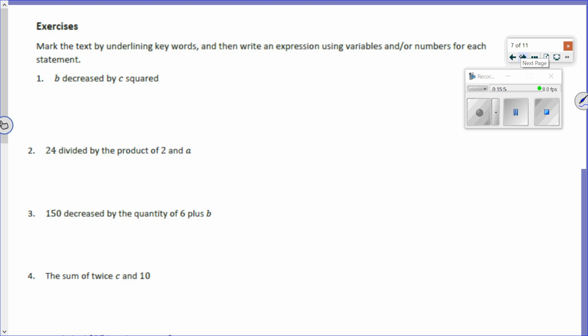Okay, go to the next page. This one should be pretty easy, so we'll give you about 2 minutes to knock this one out as a table.